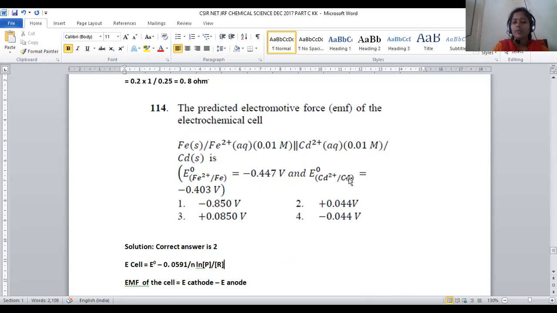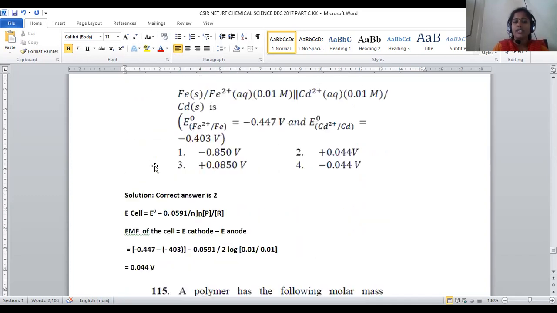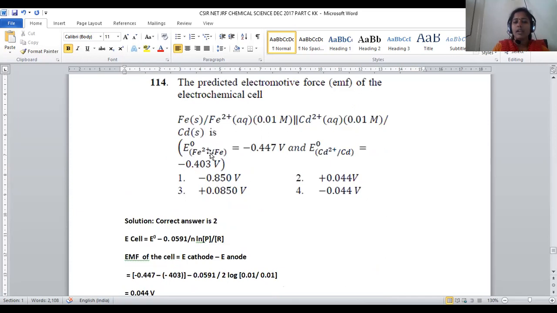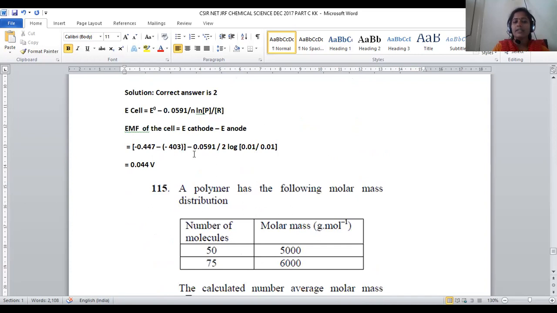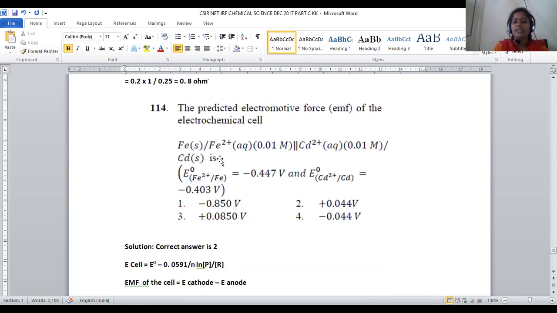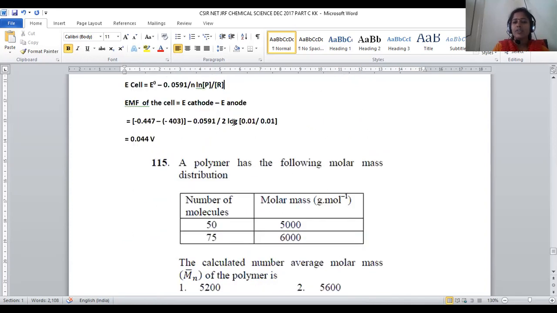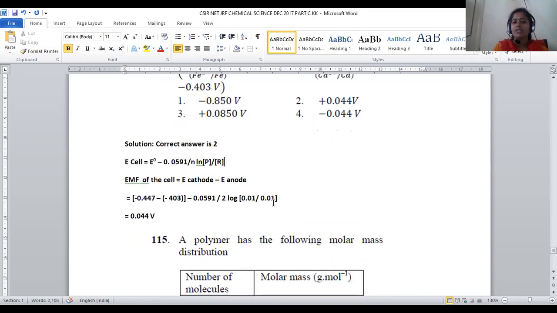Here, for cadmium, the electrode potential is given as minus 0.43, and for the anode, minus 0.447. Minus into minus will become plus. And this value is multiplied by 0.0591 by how many electrons are transferred? 2 electrons. Iron releases 2 electrons and cadmium accepts 2 electrons, so the valency n becomes 2, log of what is the product? The product is cadmium plus 2, the reactant is iron plus 2.